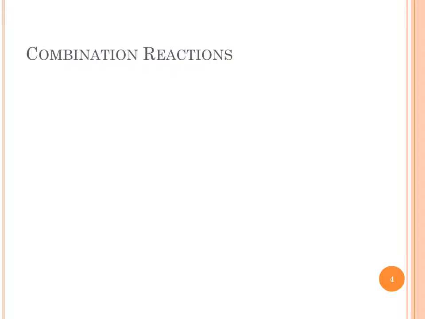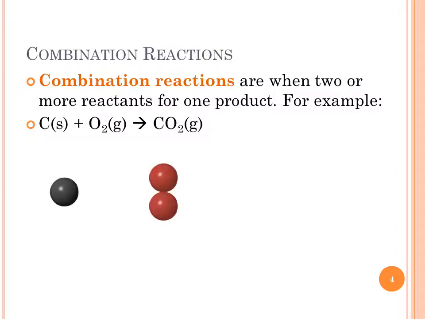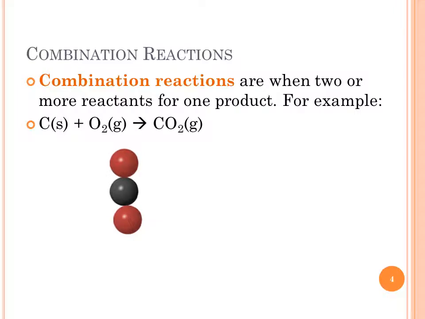The combination reaction is a reaction where you have more than one reactant combining to form one and only one product. For example, carbon reacting with oxygen to form carbon dioxide. So there's 2 reactants and 1 product. So again, the same color scheme, and we bring those together to form 1 compound.